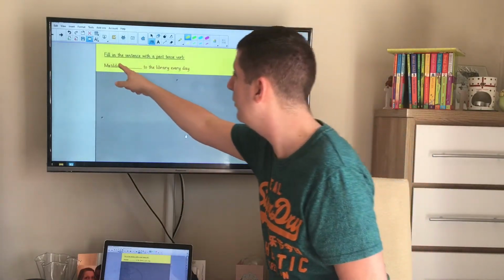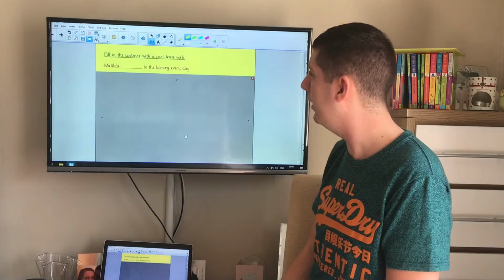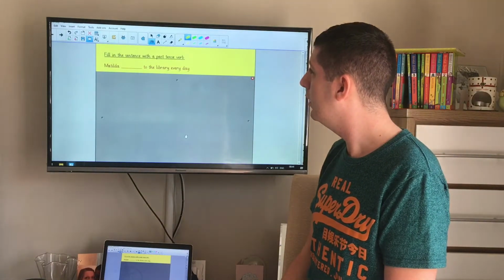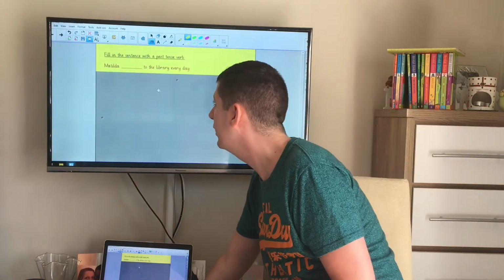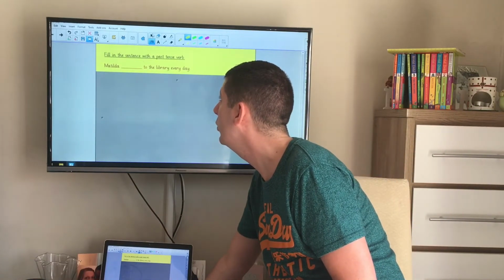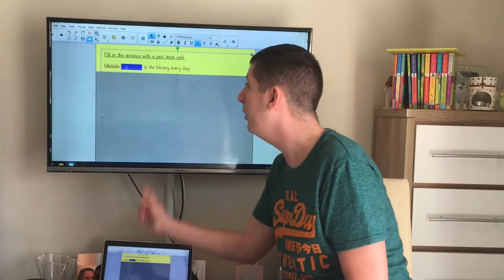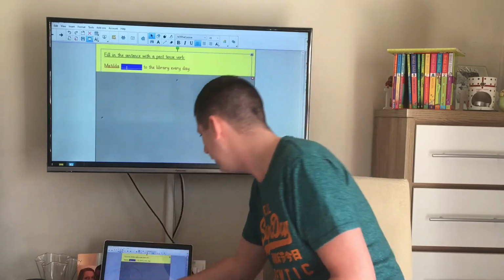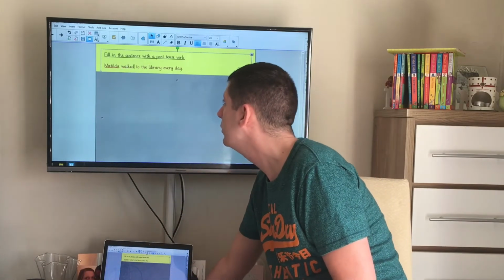So the sentence says, Matilda blank to the library every day. What could go in that missing gap there? If I was filling that missing gap, I'd write something like went or walked or proceeded, something about her going to the library every day. But remember, it's the past tense, so she's already done it, so I'm going to use the word walked.